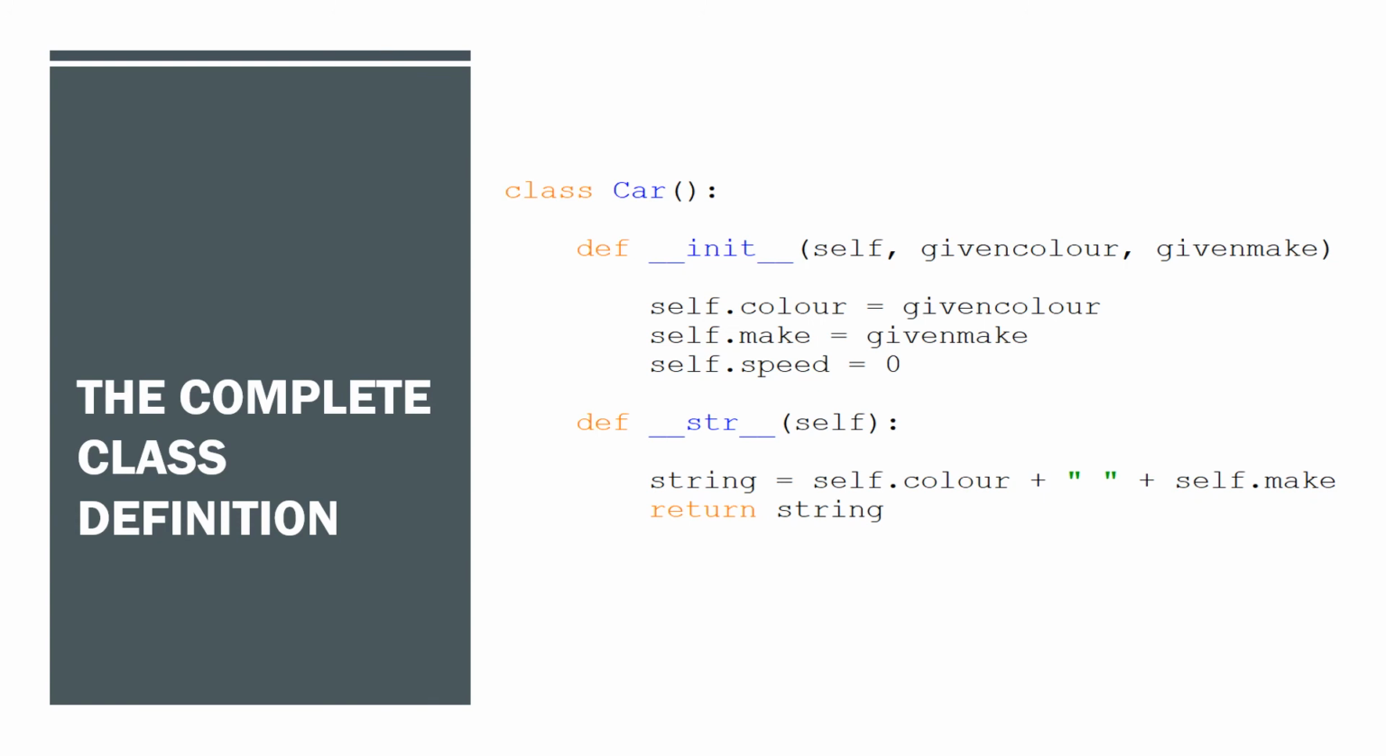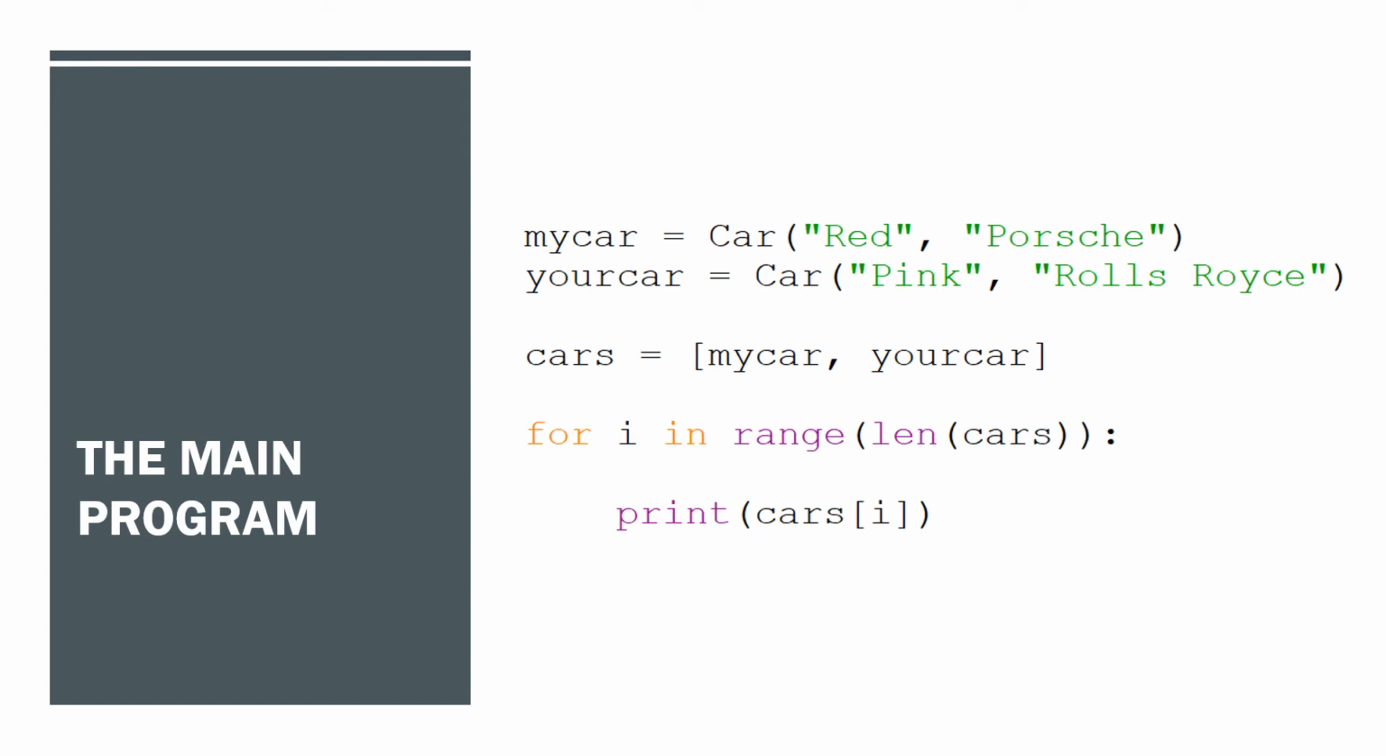So this is the complete class definition, and if you want to, you can pause the video now and open Python and create this class right now. So I've created a car with the colour, make and speed attributes, and I've defined the string representation of a car as the colour, a space and the make. And then in the main program, what I've done is created 2 cars called my car and your car, and I've made them into a little list with 2 elements in it. And then for i in range length of the list, I'm printing that car, and it will print each one using that print style that I just defined earlier.